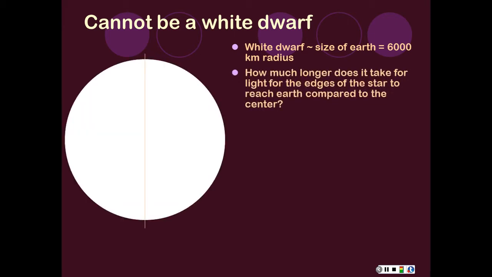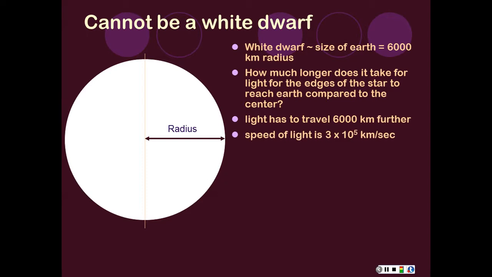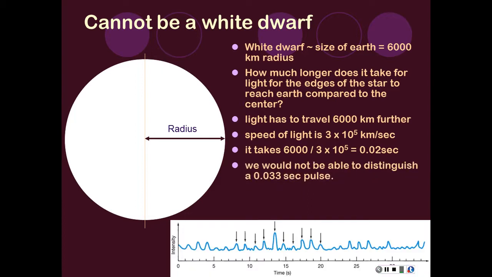But we've got this white dwarf, we've got light coming to us, say we're over here. Light is coming from here, and from here, and from here. The stuff that's coming from over here has to travel a radius further than the stuff here in order to reach us. So it will arrive at us later. It has to travel a further 6,000 kilometers, and it's traveling at the speed of light, and so it takes an extra 0.02 seconds. But that means that you would not be able to detect these millisecond pulsars. There just isn't enough resolution when the pulse here is going to be at a different time from the pulse here.